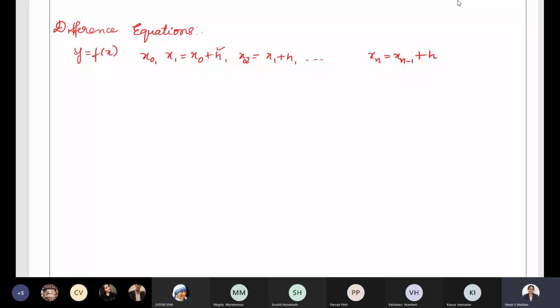The corresponding values of y equal to f of x correspond to each of these values. We have y0 equal to f of x0, y1 equal to f of x1, y2 equal to f of x2, and so on, yn equal to f of xn. These were the corresponding values of y for different values of x.